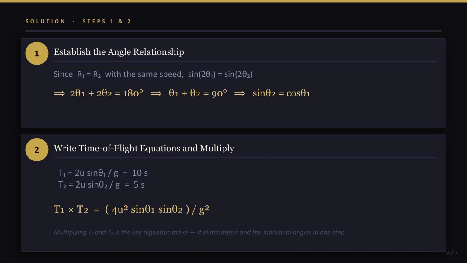Step 2. We write the time of flight for each projectile separately. T1 equals 2u sine θ1 over g, which is 10 seconds. T2 equals 2u sine θ2 over g, which is 5 seconds. Now we multiply these two equations together. This gives us T1 times T2 equals 4u squared times sine θ1 times sine θ2, all divided by g squared. This multiplication is the clever trick that makes everything simplify beautifully.